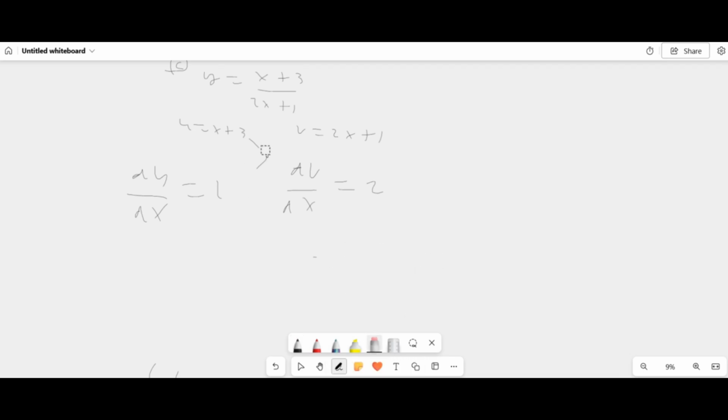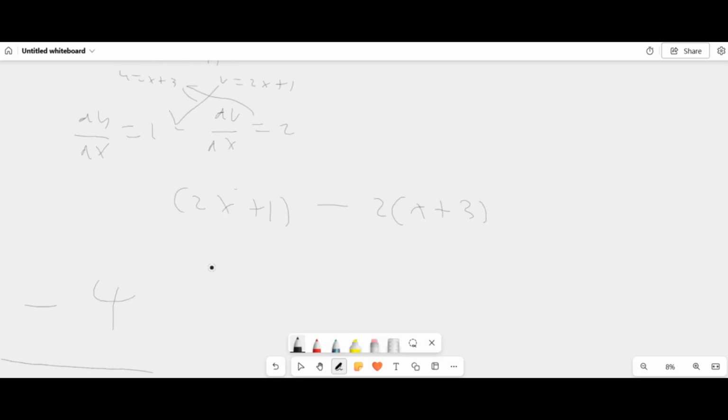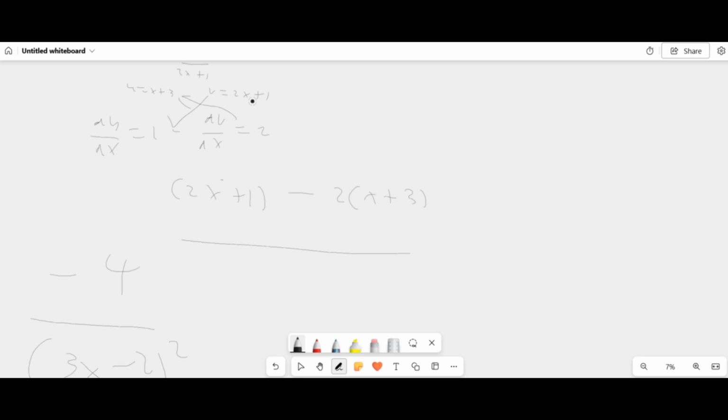No. See that? I'm too used to the product rule, yeah? V times du, obviously. We've got 2x plus 1 times 1, which is 2x plus 1, yeah? Then take away, and then 2 times that, so 2 times x plus 3, yeah? It's because I had the previous one, and it was product rule, innit? And over 2x plus 1 squared, yeah?